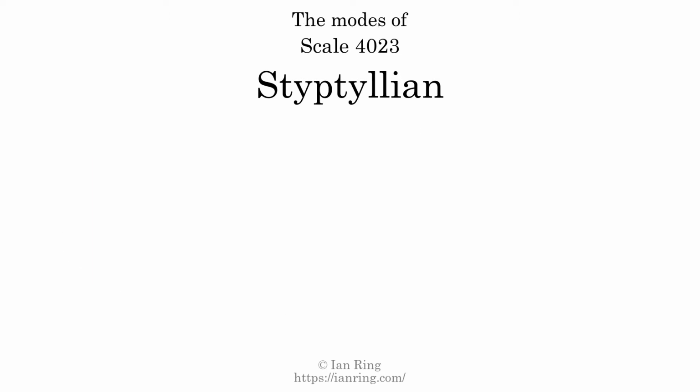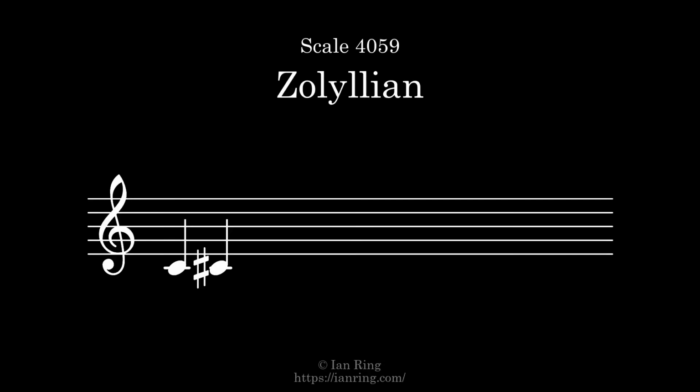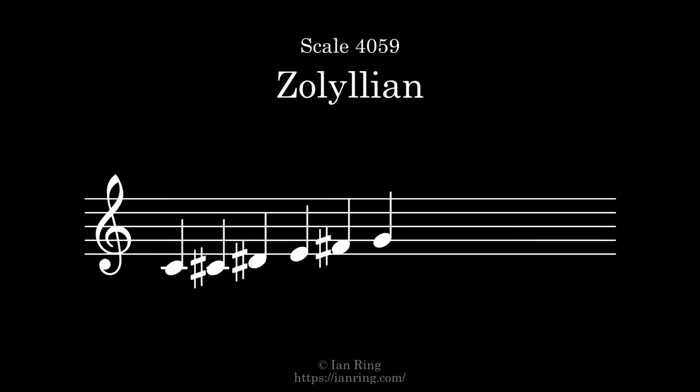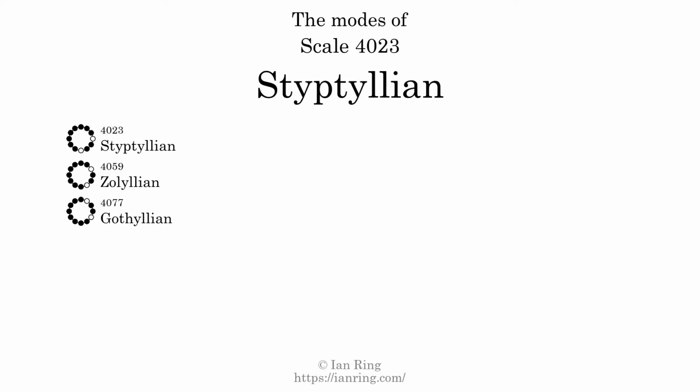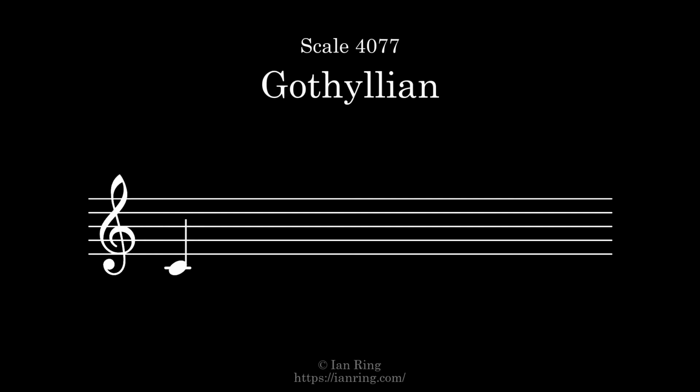This scale has 10 modes. The first mode is itself. The second mode is scale 4059, also known as Styptyllian. It sounds like this. The third mode is scale 4077, also known as Decatonic. It sounds like this.